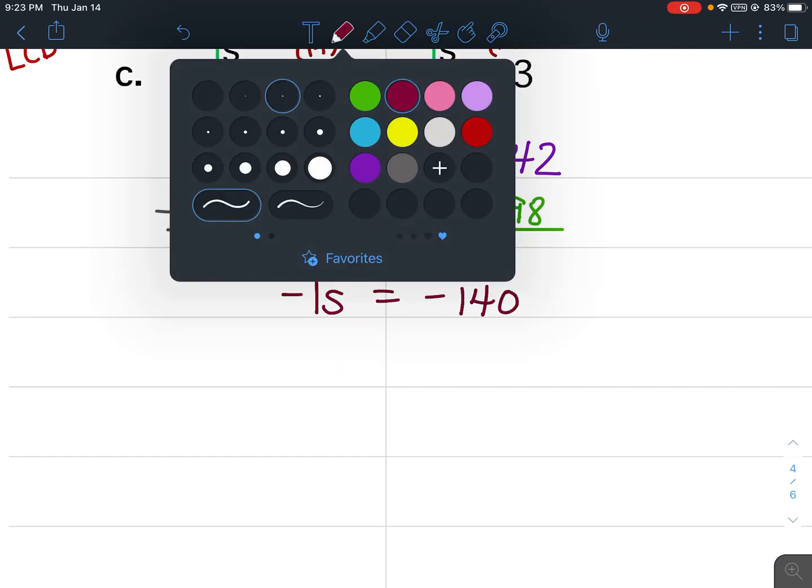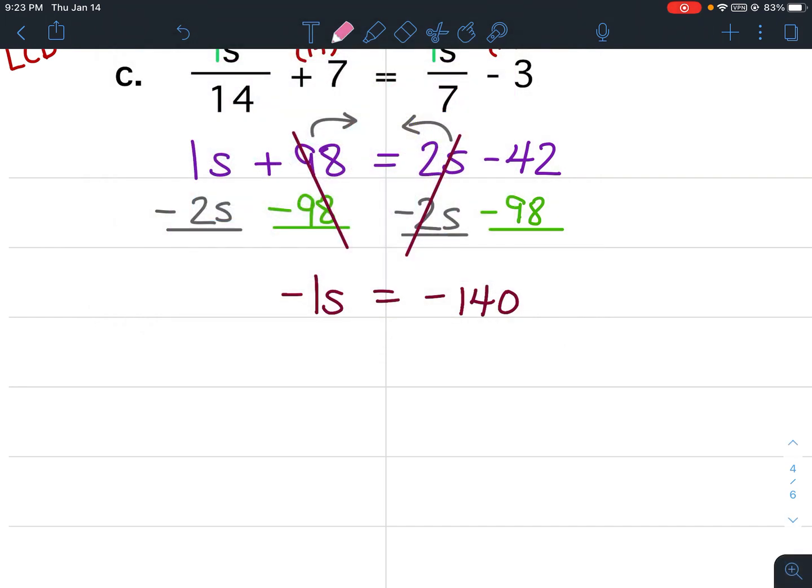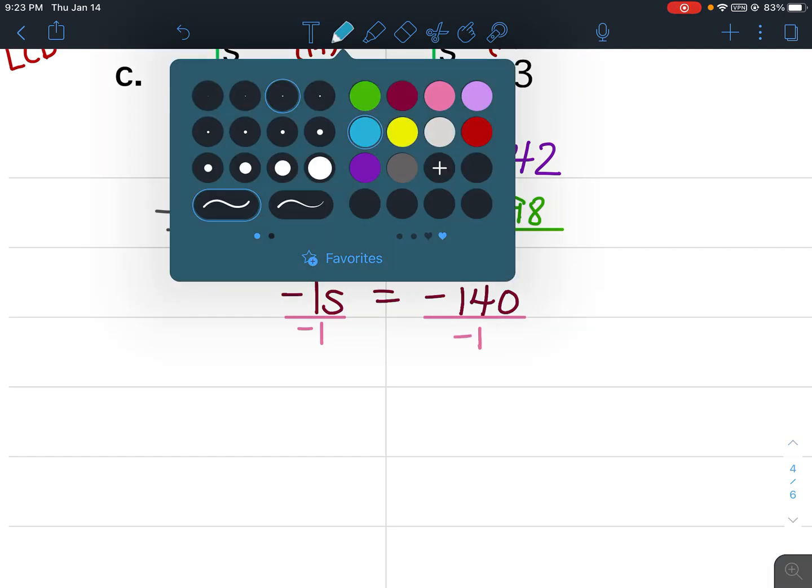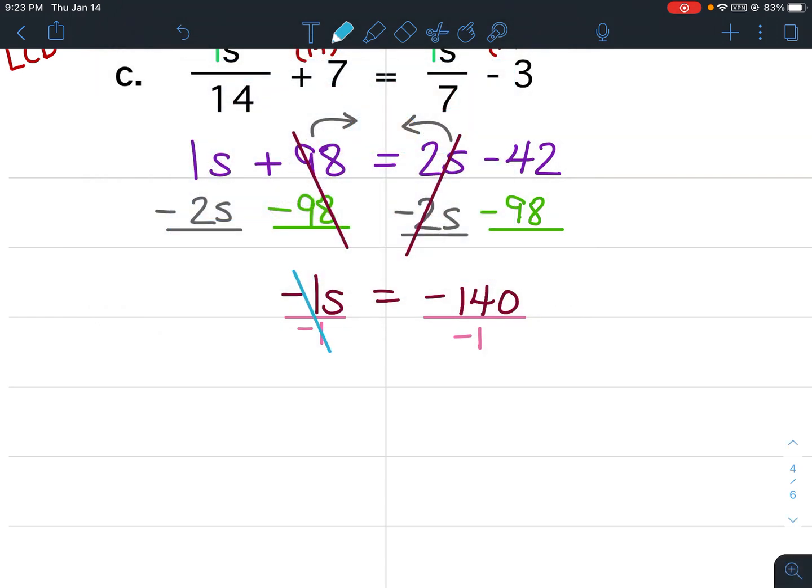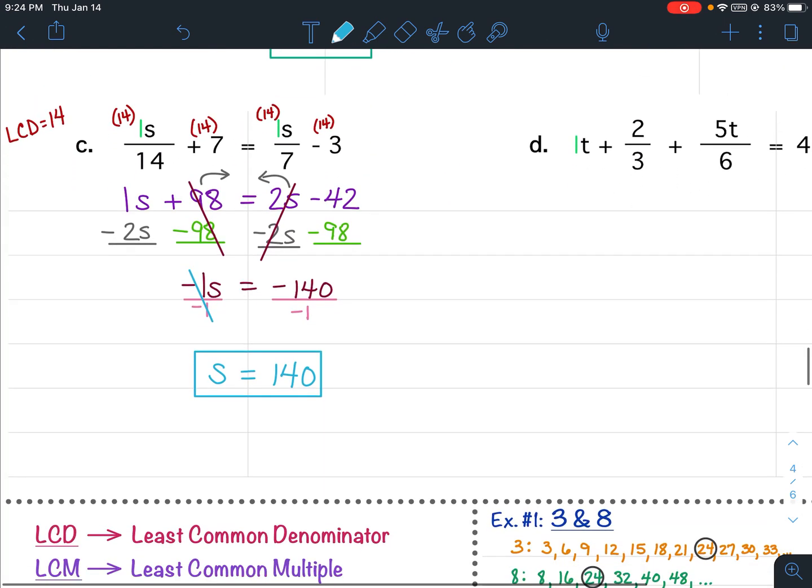Last step is to isolate the variable. So it's a multiplication. I'm going to divide both sides by -1. Negative ones cancel, and I get s equals negative divided by negative would be +140. Pause your video, get that all written down.